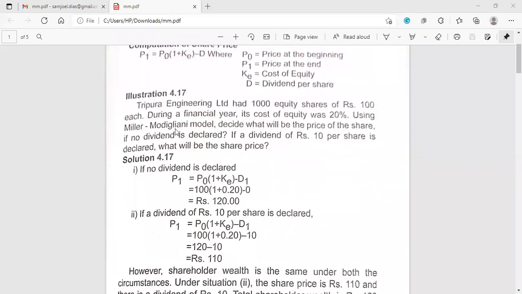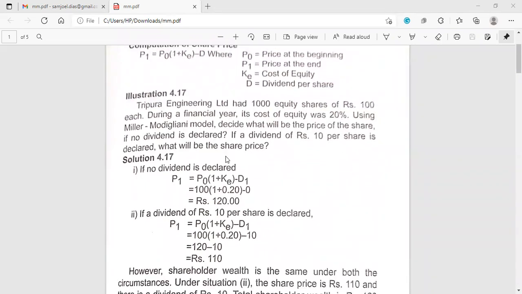Now the first problem is like this. Tripura Engineering Limited had 1000 equity shares of rupees 100 each during a financial year. Its cost of equity was 20%. Using the Miller Modigliani model, decide what will be the price of the share if no dividend is declared. If a dividend of rupees 10 per share is declared, what will be the share price?